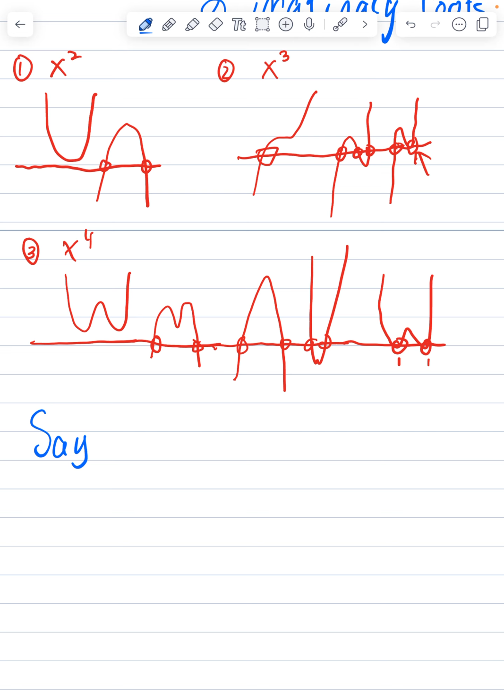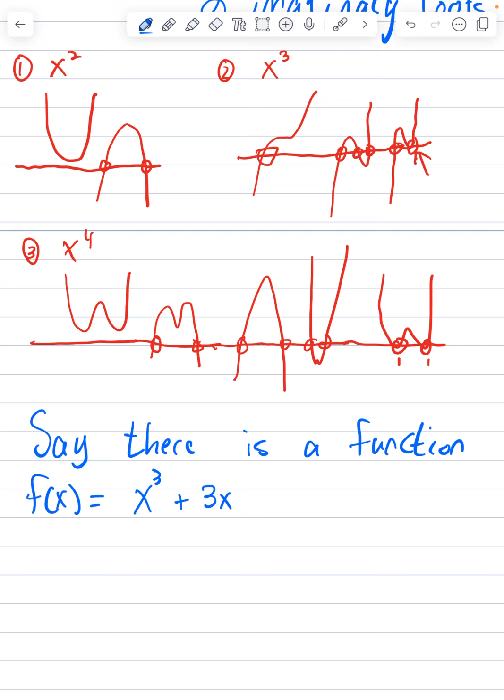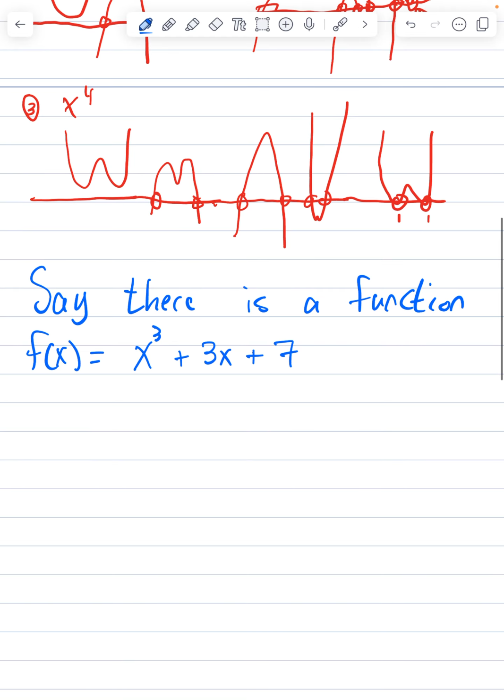So if you see a question like this, let's say you are asked, say there is a function f of x equals x cubed plus 3x plus 7, right? And then they give you a graph. So this is a common type of question. They'll give you a graph, and they'll give you g of x, the graph of g of x here. Something like this, right?